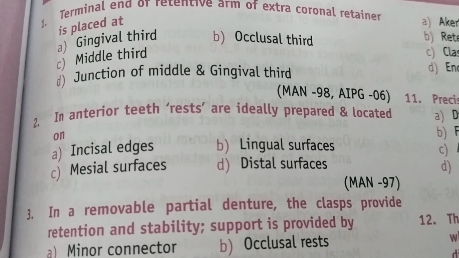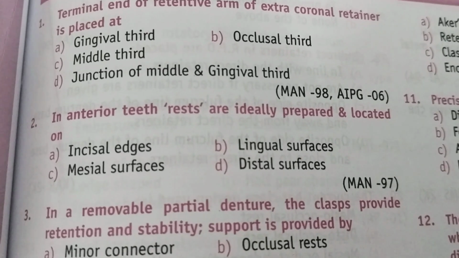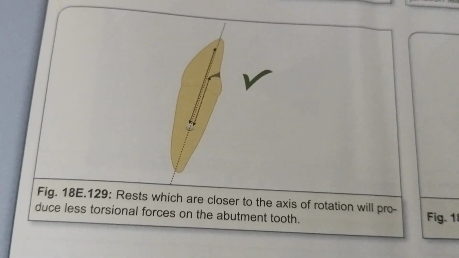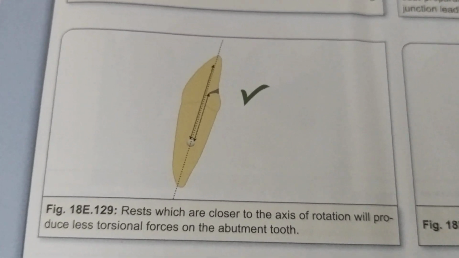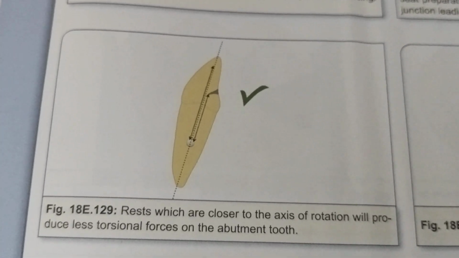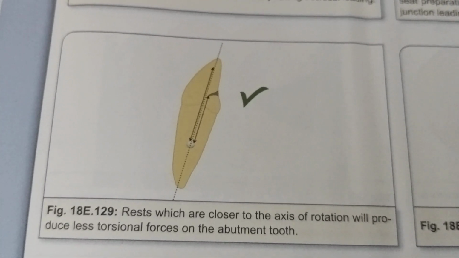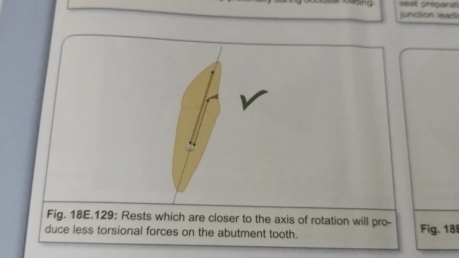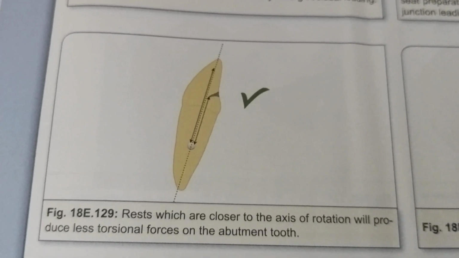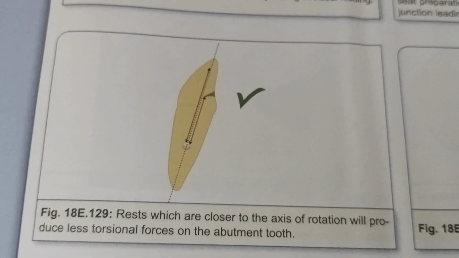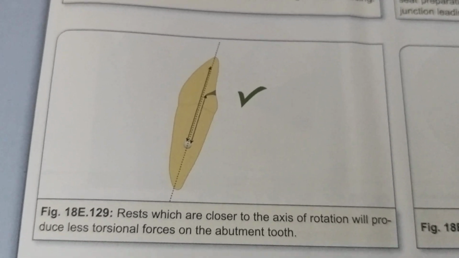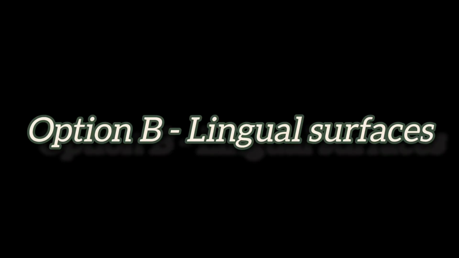In anterior teeth, rests are ideally prepared and located on. So according to our question, the answer is lingual surface, because the rests which are closer to the axis of rotation will produce less torsional force on the abutment tooth, which means the lingual rests are near to the center of rotation of the tooth. So hence this will avoid tipping of the abutment. Answer is option B, lingual surfaces.